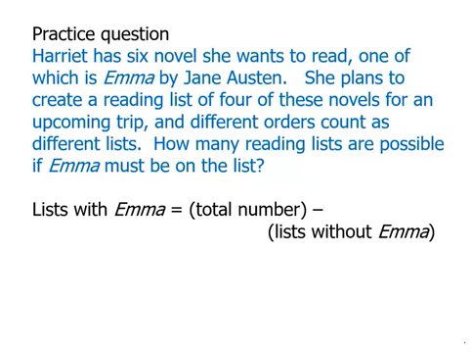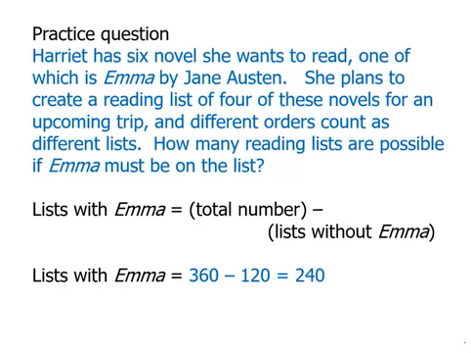So the total number of lists with Emma is going to be the total possible number minus all the lists that are without Emma. So that's going to be 360 minus 120 is 240, and that's the answer.